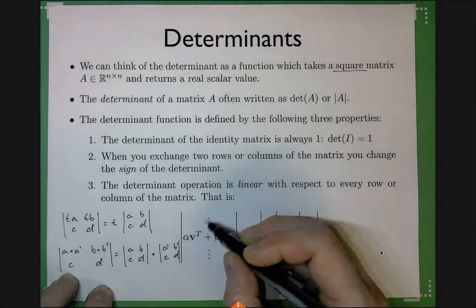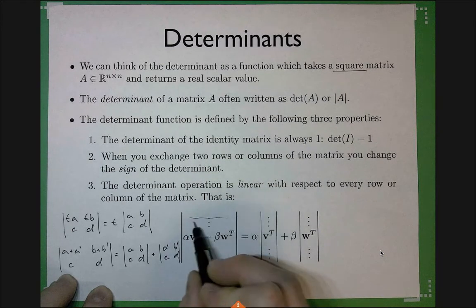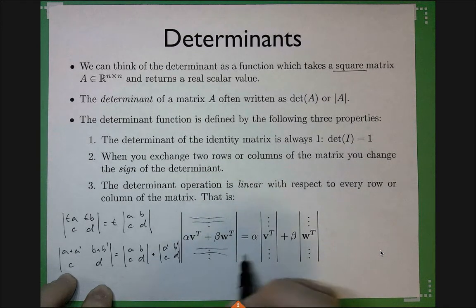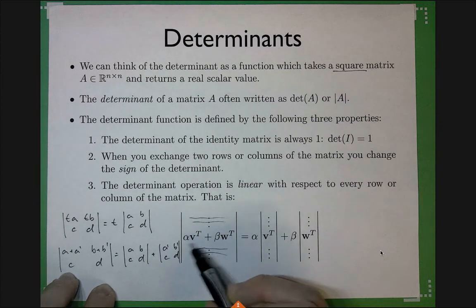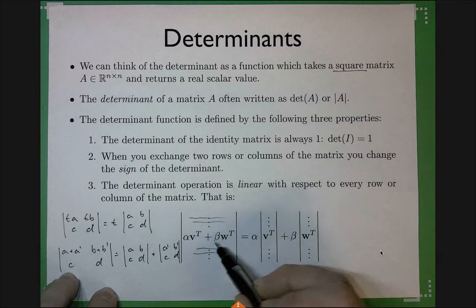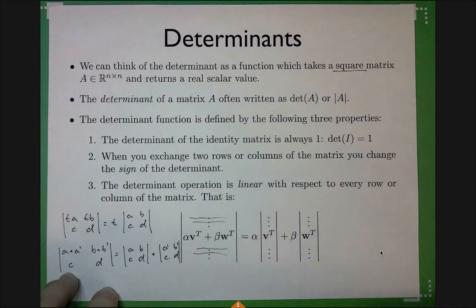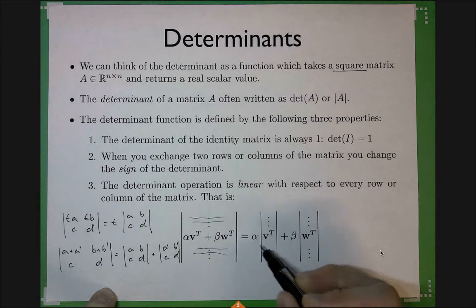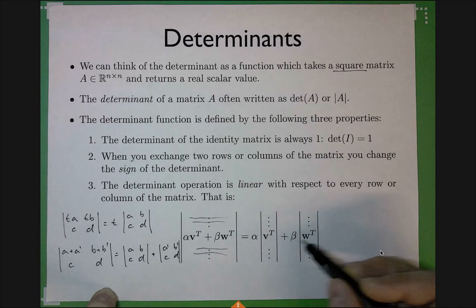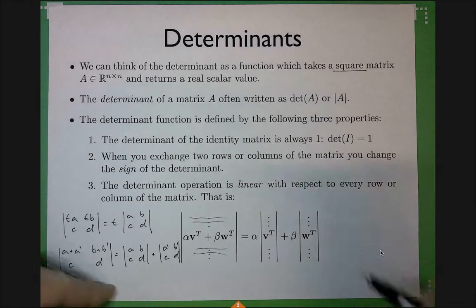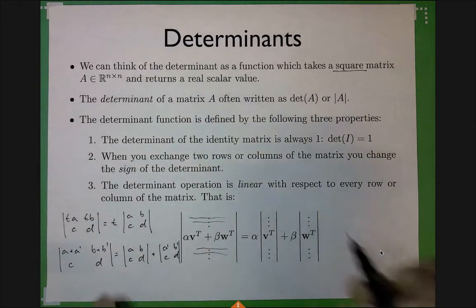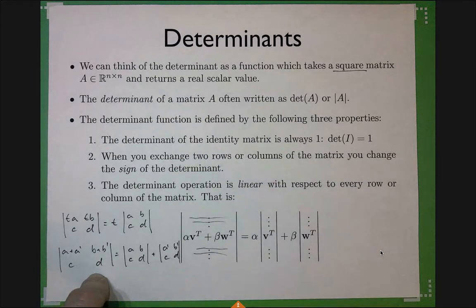This is some matrix which has some rows, right? There is some row here, and so on. And one of the rows happens to be a sum of alpha times the row vector VT plus beta times the row vector WT. And this rule number 3 says that the determinant of this matrix is nothing but alpha times the determinant of this matrix plus beta times the determinant of this matrix. So when the other rows are held fixed, that's the critical thing there, right?